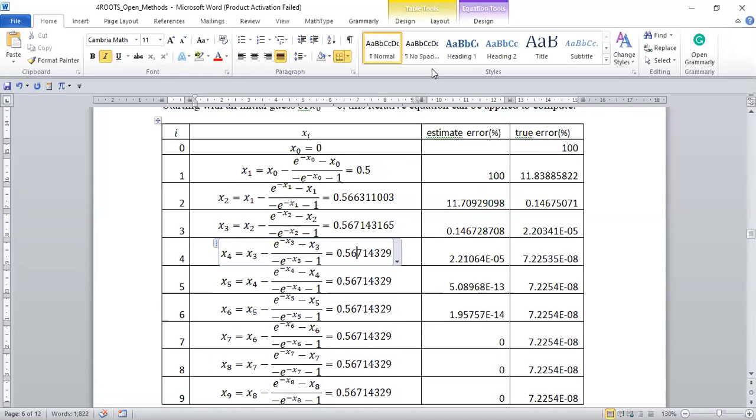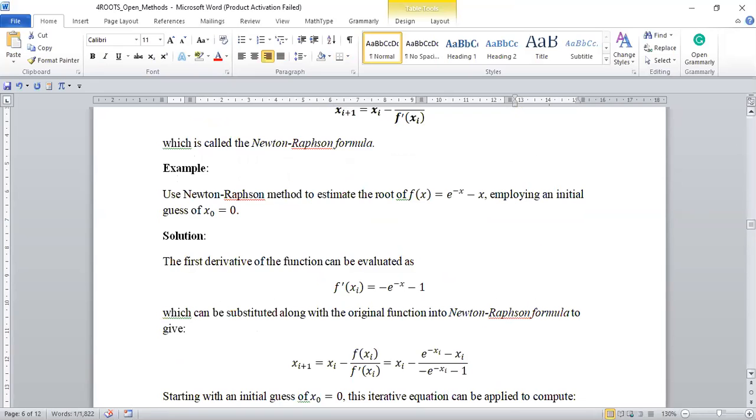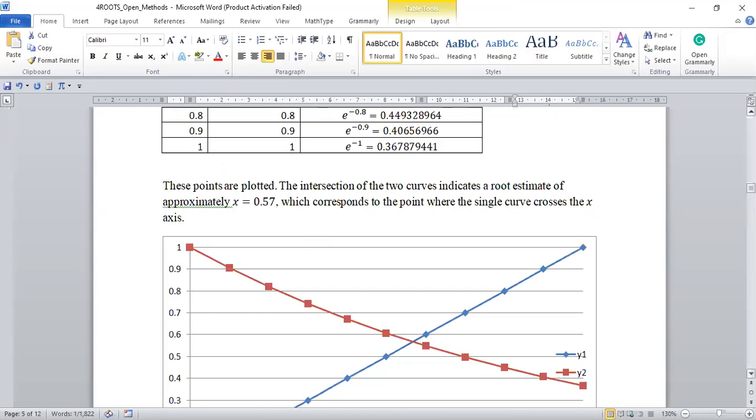Then, like we normally do, we need to keep track of the estimated error and the true error. We know the true root, the true value, so you're going to keep track of the true error. If you look at this carefully, when we got to the second iteration, our true error was 0.1%. But in the previous method we used, let me go back to that previous method.